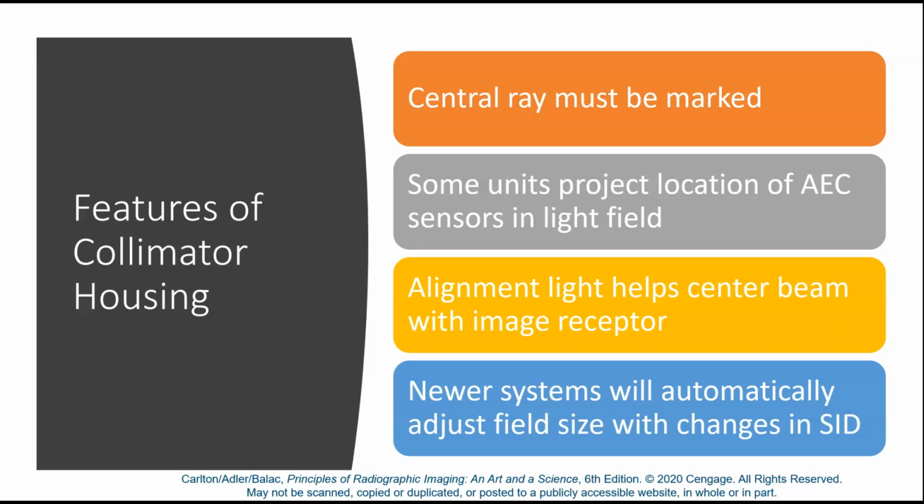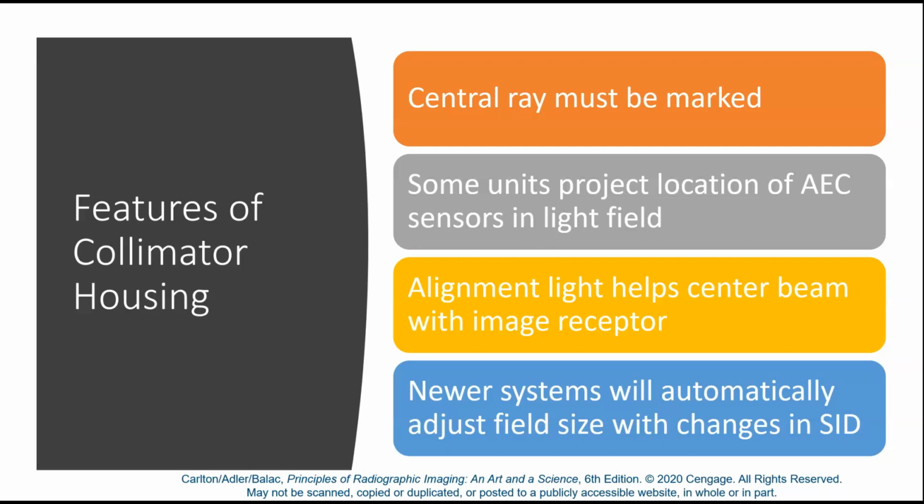All right, so features of collimator housing. So central ray must be marked. So some units project location of AEC sensors on the light field. So sometimes it'll show you where your AECs are, which is kind of nice. Alignment light helps center the beam with the image receptor, of course.